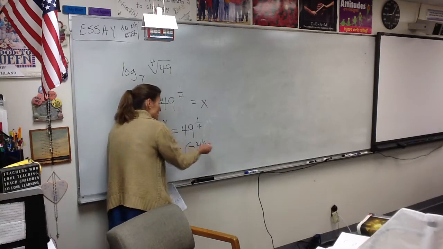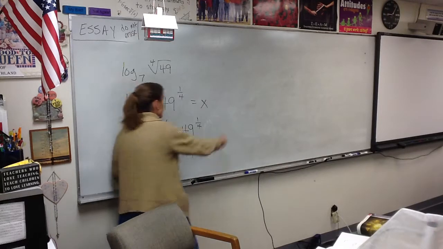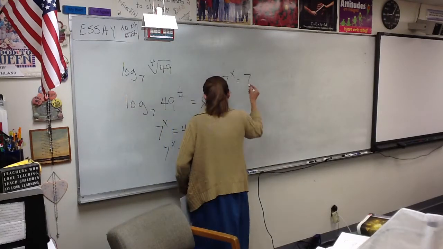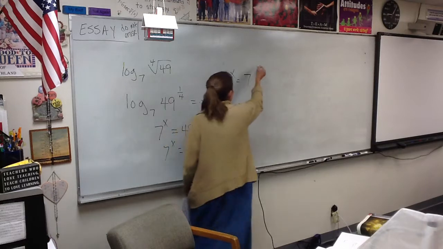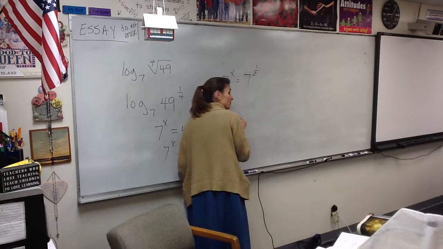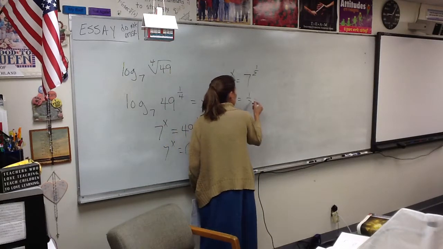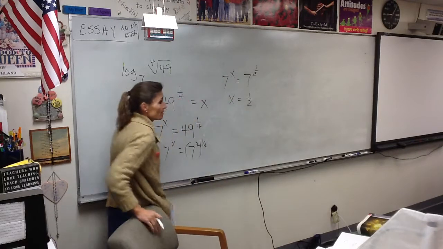Now what do you do with those exponents? Multiply. So you have 7 to the x equal to 7 to the 1/2. So that's equal to 1/2. Yeah. Yeah, you knew how to do that.